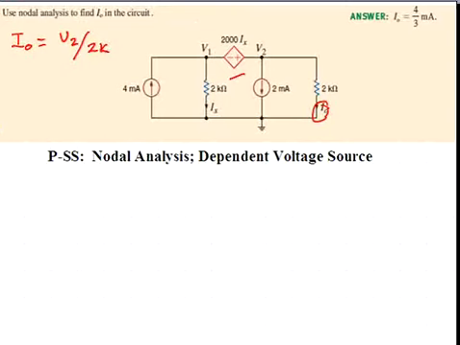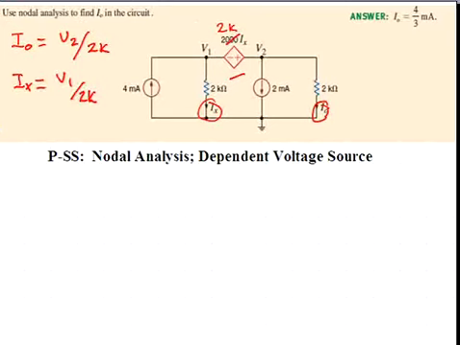We have a dependent voltage source in the circuit joining the nodes V2 and V1, and its value or strength is 2000 IX. That 2000 would have units of ohms, but let's use 2K there so we're consistent with the units for the other resistances in the circuit. So now we have an I sub X relationship. I sub X flows downward through the 2K resistor connected to V1. So our auxiliary equation for IX would be V1 divided by 2K.